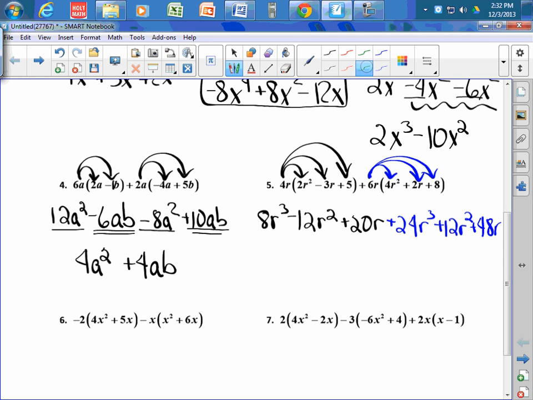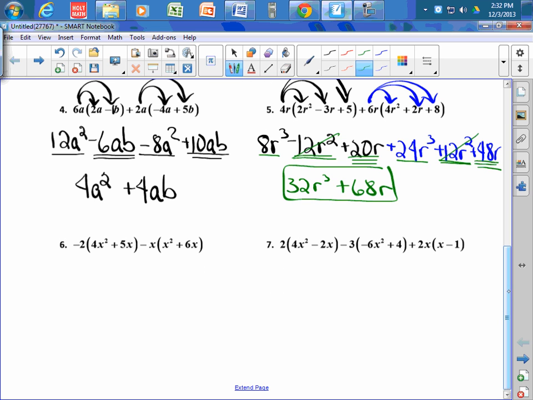Go through and combine like terms. 8r to the third plus 24r to the third, 32r to the third. Negative 12r squared plus 12r squared will cancel each other out, so you don't write any r squareds. Don't write an r squared. 20r plus 48r is 68r, final answer.